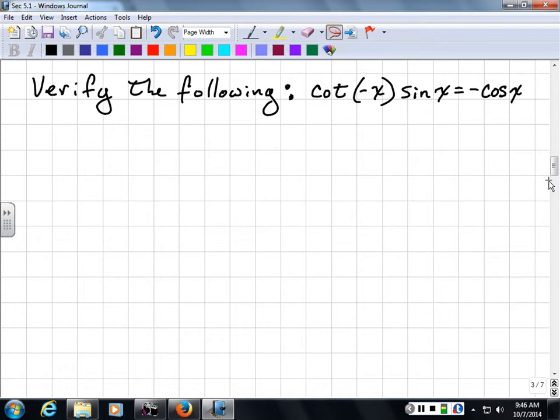So use the identities that you know and show me that the left-hand side can be made to look like the right-hand side, or show me that the right-hand side can be made to look like the left-hand side, because that's really all we're doing. So try it. Let's see what you guys come up with.